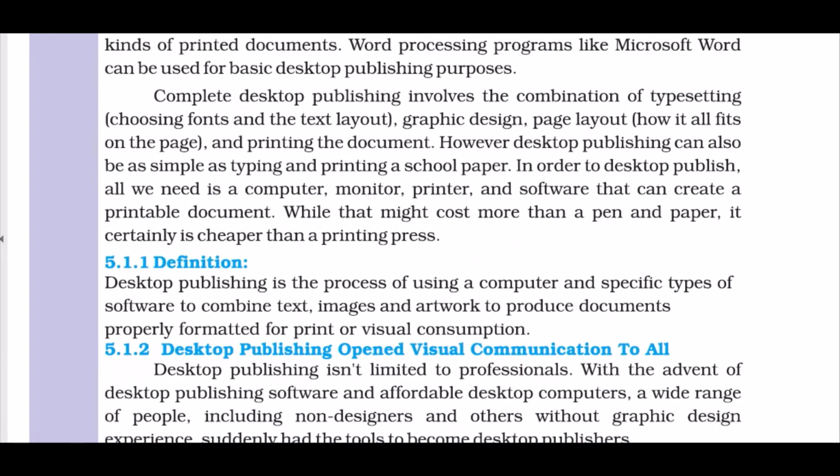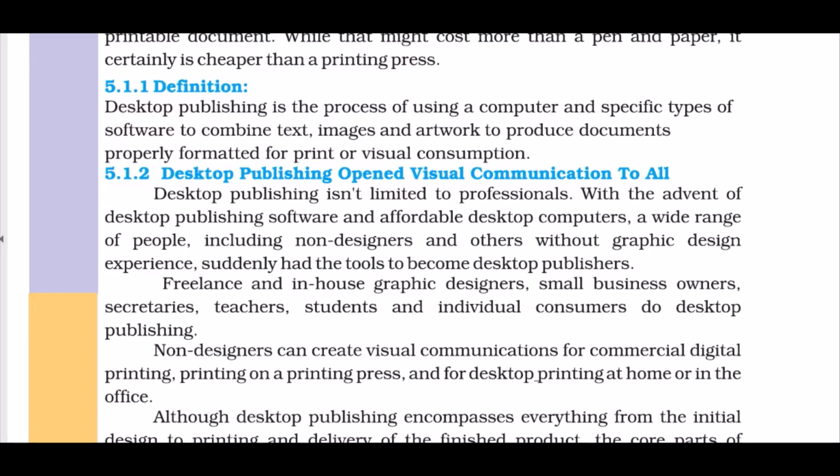Definition of desktop publishing. Very important. Desktop publishing is the process of using a computer and specific types of softwares to combine text, images, artwork to produce documents. Documents that are properly formatted for print or visual consumption, whether you want to see it on the desktop or you want to print it out. But the process follows the combination of text, images and the layout of the page. That is desktop publishing.